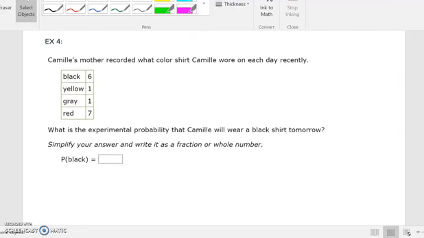All right, last example, number 4. Camille's mother recorded what color shirt Camille wore on each day recently. What's the experimental probability that Camille will wear a black shirt tomorrow? So we want the number of black shirts she's worn recently. So she's worn a black shirt 6 times recently. Out of a total, if we take these and add them all up, we get a total of 15 possible choices. So 6 out of 15. And we need to reduce that fraction. We can reduce by 3. So that's going to give us a fraction of 2/5. So the probability of her wearing a black shirt is 2/5.